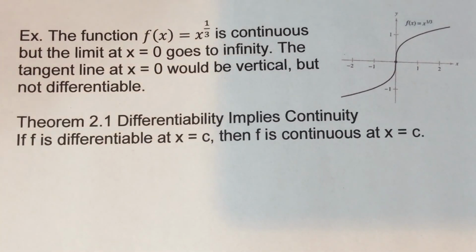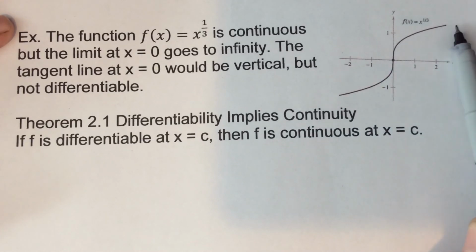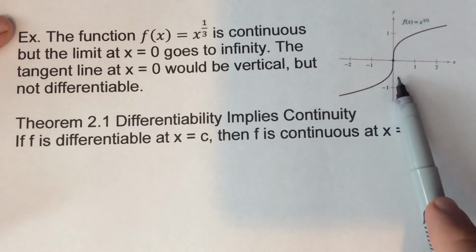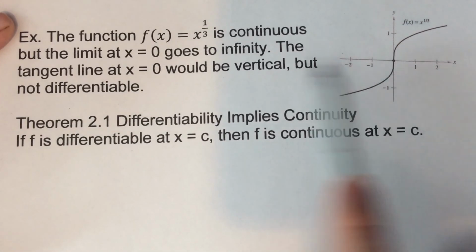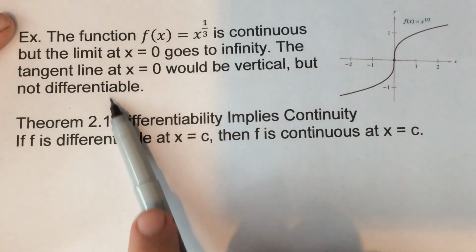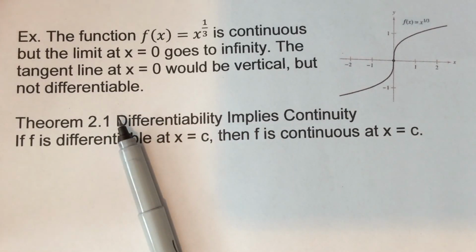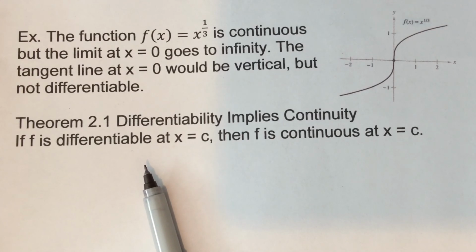Last couple things. So the function f of x equals 1 over x to the third is going to be continuous. So as we see this curve, there's no gaps, no jumps, no holes. However, at 0, we're going to be vertical here. So it's going to go to infinity. And remember, there's no derivative when it goes to infinity, that limit wouldn't exist.